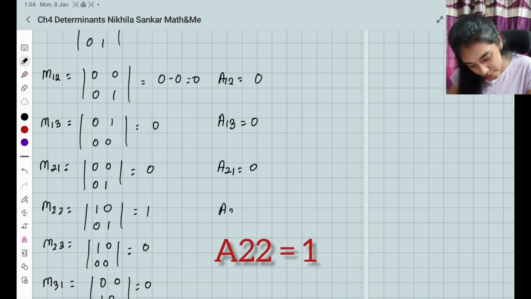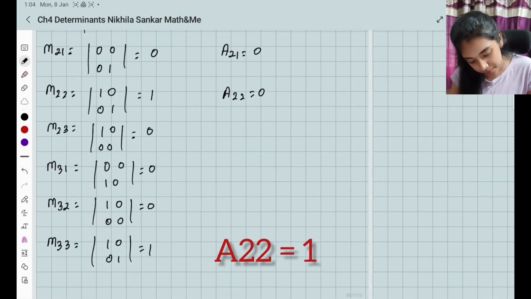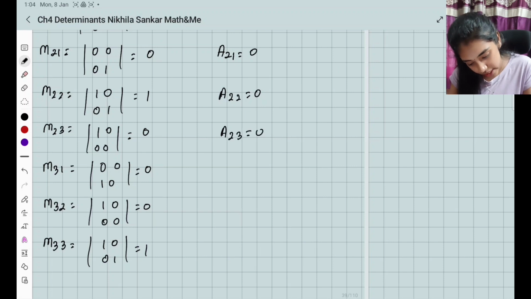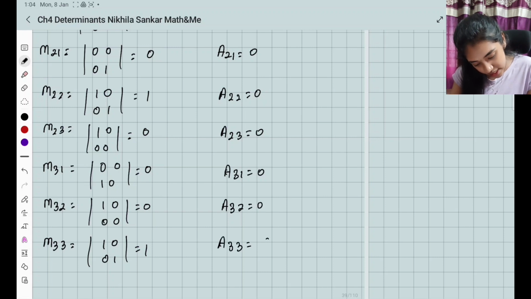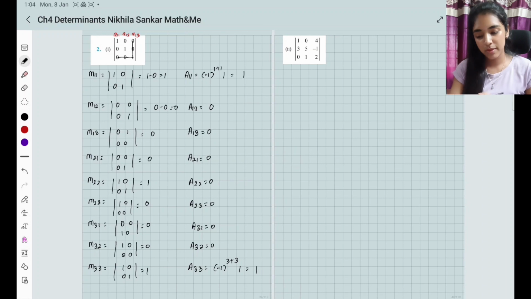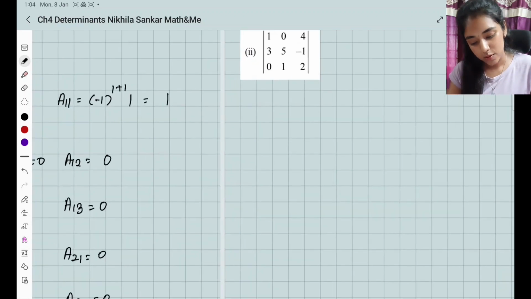A21 is 0. A22 is 0. Then A23 is 0. A31 0. A32 is 0. A33 is going to be minus 1 to the power 3 plus 3 into 1. Minus 1 to the power 6. That is going to be positive, so 1. Okay, so this is going to be the matrix. This is going to be the value. Okay, please copy.